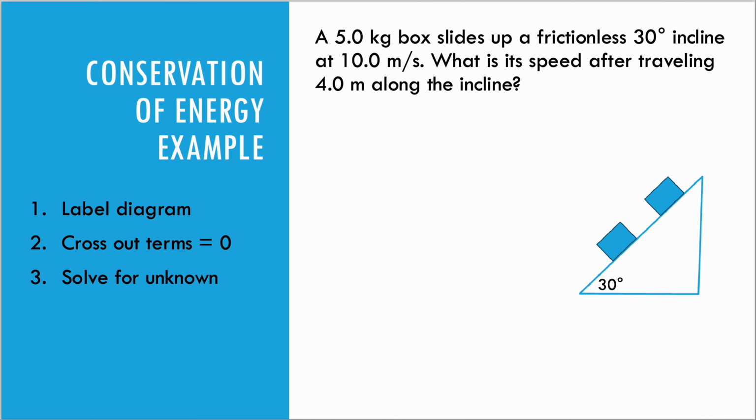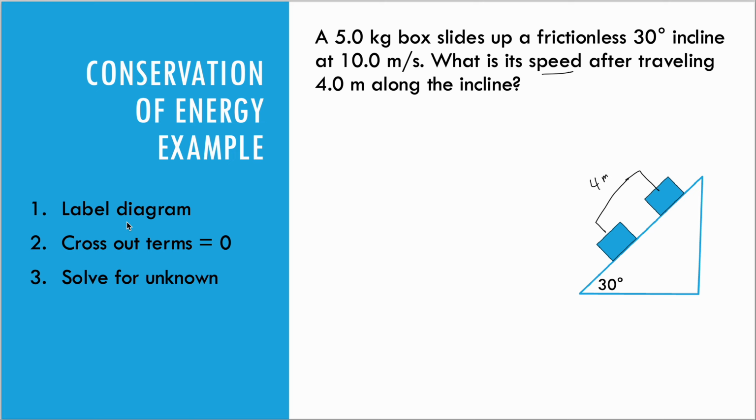So let's look at an example of how to use this equation. Here we have a 5 kilogram box that slides up a frictionless 30-degree incline at 10 meters per second. What is its speed after traveling 4 meters along the incline? So we see this problem and we see that there's a change in height as it's going 4 meters up the incline here. And the speed is changing as well. So let's use conservation of energy.